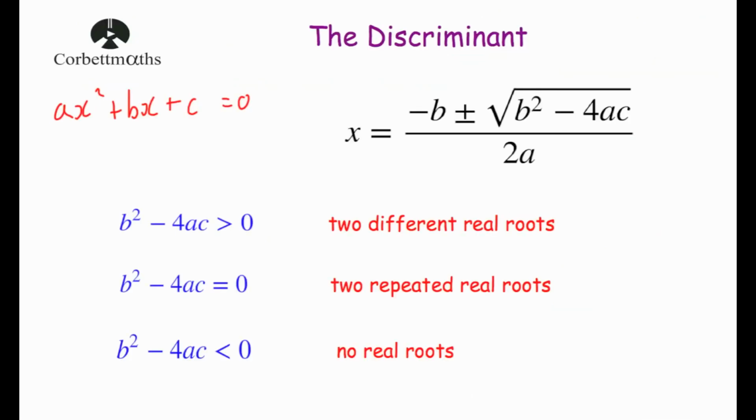So just to recap, the discriminant is b squared minus 4ac. When it's bigger than 0, you get two different real roots. When it's equal to 0, you get two repeated roots, so the same answer twice. And whenever b squared minus 4ac is less than 0, you get no real roots. And that's it.